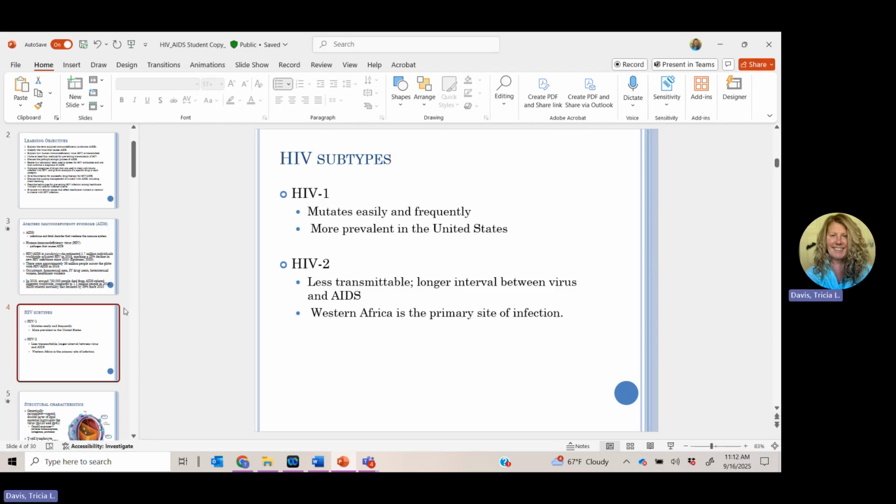There are two types of HIV. There's HIV-1, which is the most prevalent type that we see in the United States. This mutates very easily and very frequently, which is why it's so prevalent. There's HIV-2, which is less transmittable. You have a longer interval between when you develop this virus and when it can turn into AIDS. And most of the cases of HIV-2 are found in West Africa, which is the primary site of these infections.